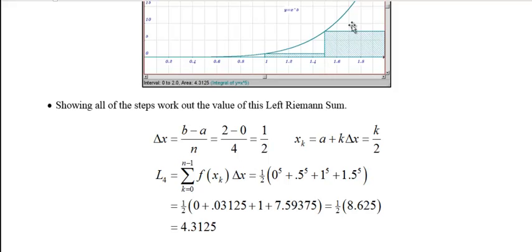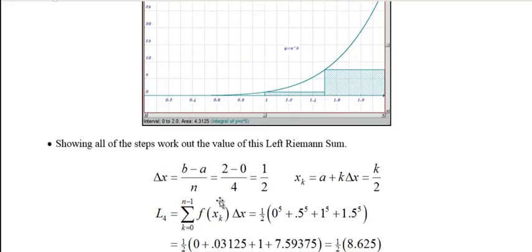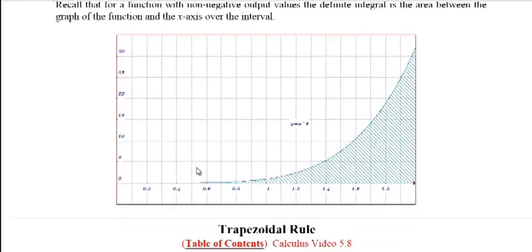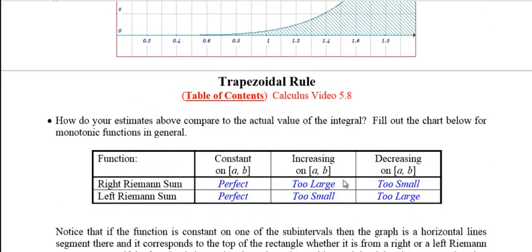Since this function is increasing, we know the left side is always going to be the lowest point on the curve, so the left Riemann sum is going to be smaller than the actual integral. The integral is going to be larger than this, and the right Riemann sum is too big. If the function were decreasing, this would be exactly backwards.